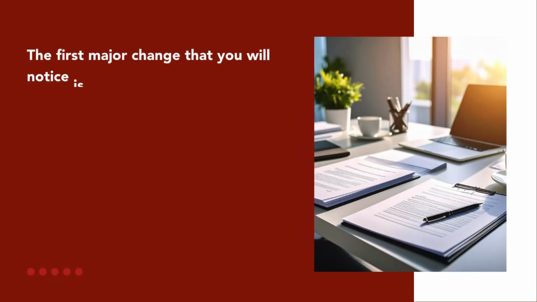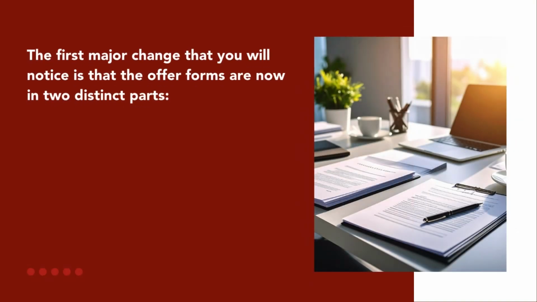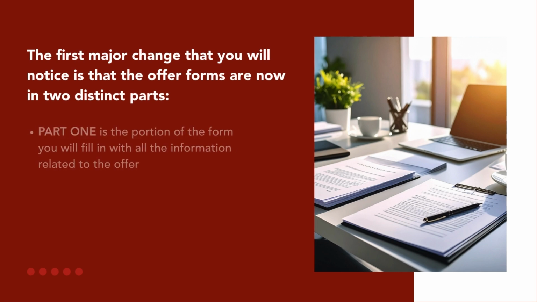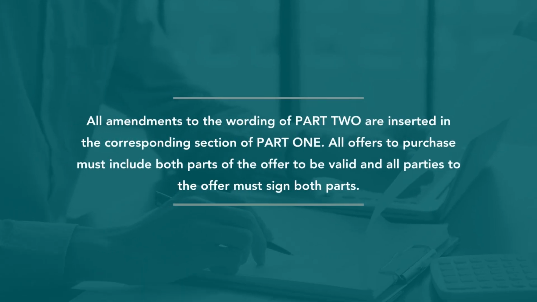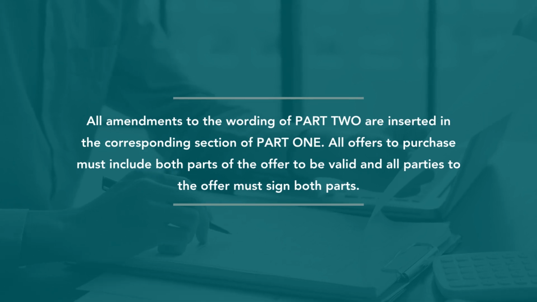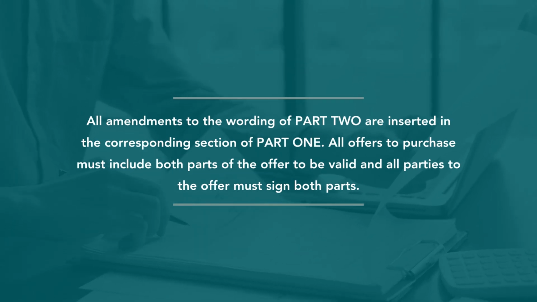The first major change that you will immediately notice is that the offer forms are now in two distinct parts. Part 1 is the portion of the form you will fill in with all the information related to the offer, and Part 2 contains all the standard clauses. The sections of the two parts are numbered and correspond to one another. All amendments to the wording of Part 2 are inserted in the corresponding section of Part 1.